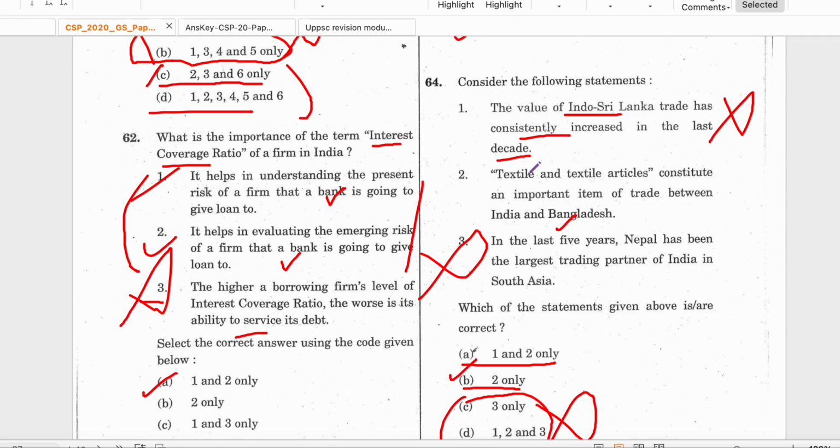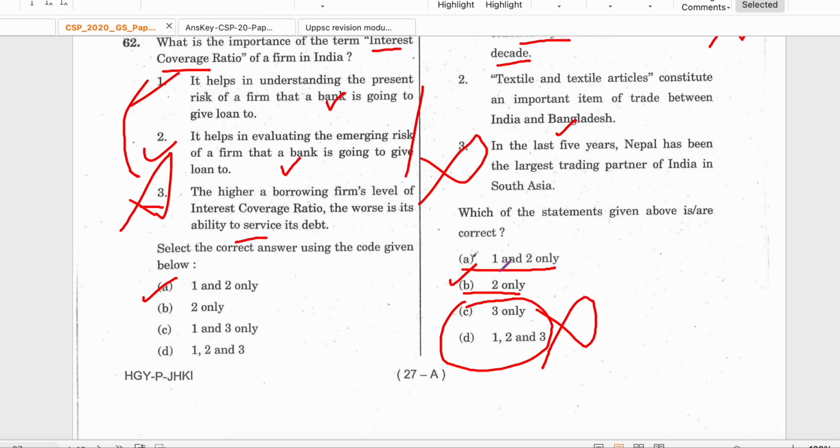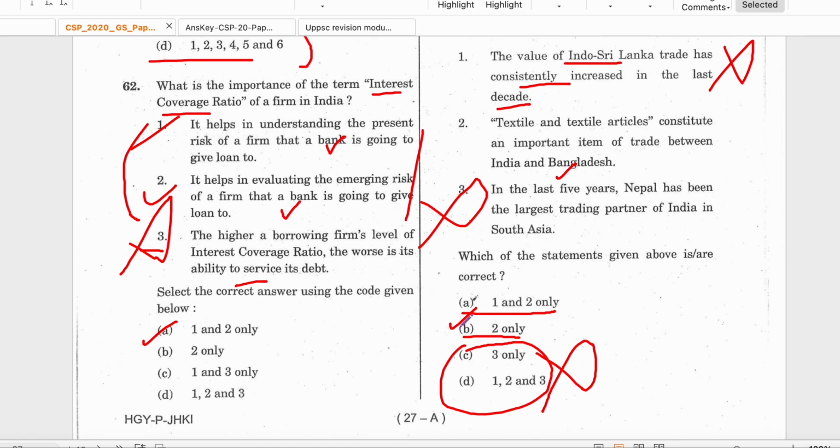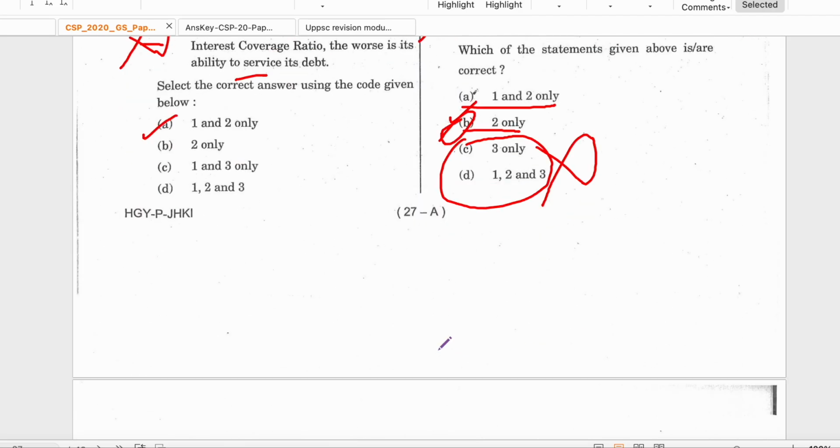Statement number 3. In the last 5 years, Nepal has been the largest trading partner of India in South Asia. ऐसा क्या नेपाल में manufacture होता है कि largest trading partner हो जाएगा, ठीक है? तो अब इससे बस जो एक सही answer लगता है वो option B है, 2 only.